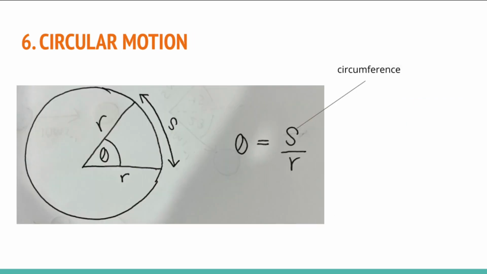On to our next heading, circular motion. So as you can see, this is a circle which has a sector cut into it and there's an angle labeled theta, and around it there's the radius labeled r, and s is the circumference. And this equation, theta equals s over r, is quite an important equation as it will be needed to help rearrange and change other equations that can be used.